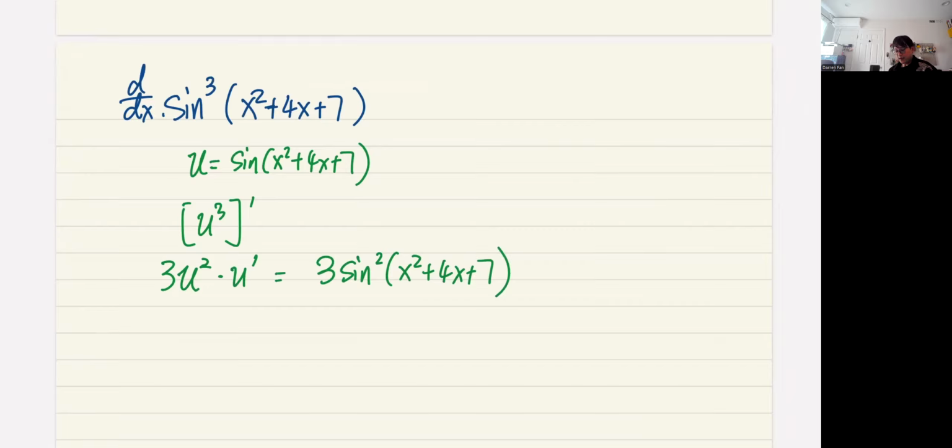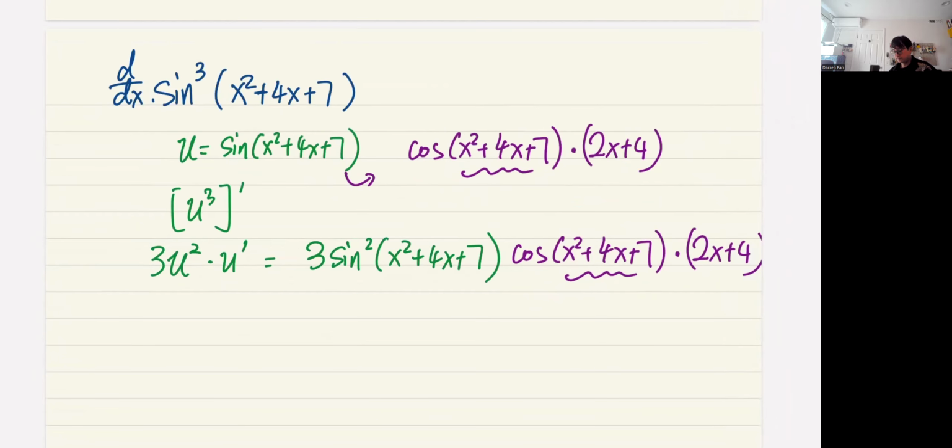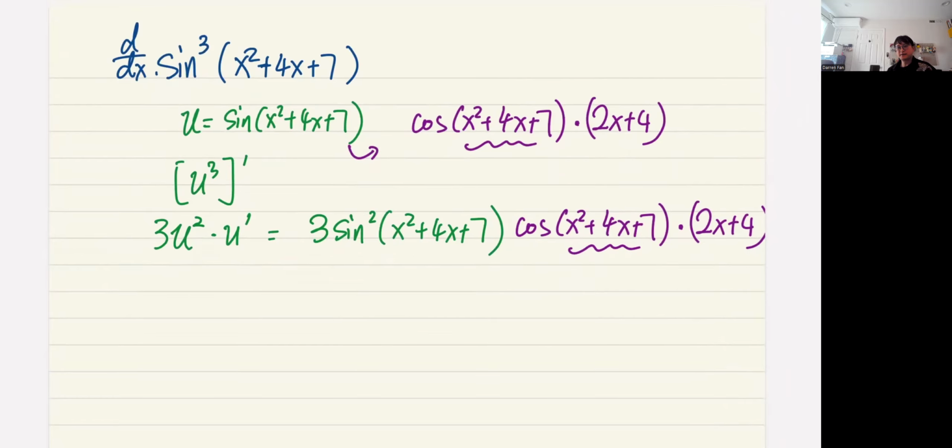The chain rule for that is actually going to take another step, because the derivative of sine, I know, is going to be cosine. However, the inside is still something complicated, so we have to do the chain rule inside as well, which gets you 2x plus 4. So the total thing we have is this one multiplied by this one, and that's going to be the final answer.